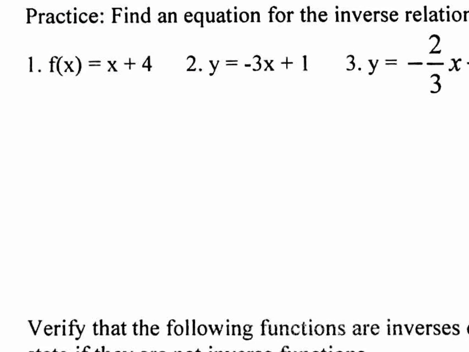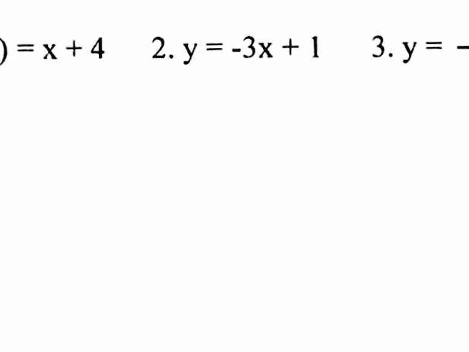So we already did number 1, f of x equaling x plus 4 and finding the inverse. So let's do number 2 together right now, everybody. I want to find the inverse. What do we do? Switch x and y. So instead of y equals, I have x equals minus 3y plus 1. You just magically switch them. Switch x and y, and then after you switch x and y, you solve for y.